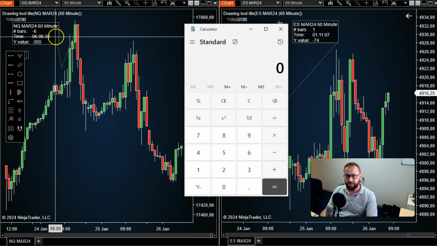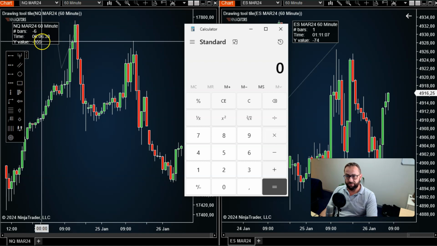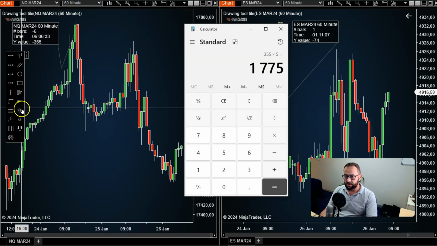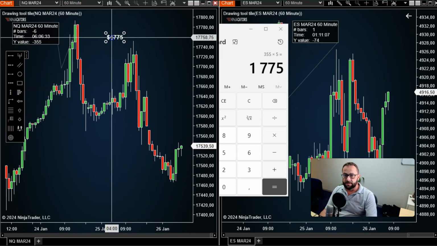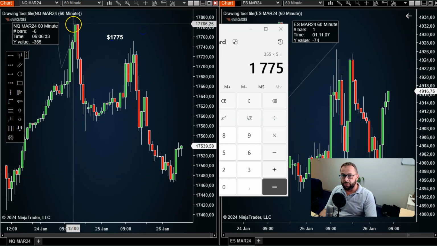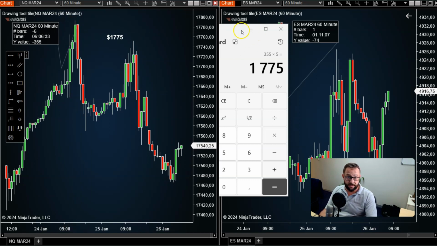Here it measured that candle to be a range of 355 ticks. 355 times $5 is $1,775 movement. I just want to quickly punch that into the chart so you can see it. So per contract, it moved $1,775 in value to the downside.